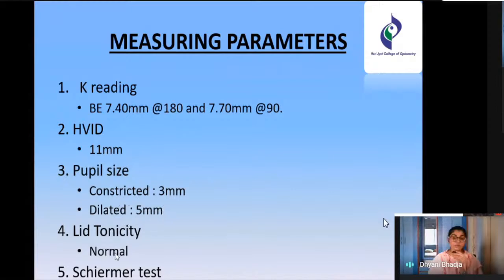Lid tonicity is normal. Schirmer test result is 17 mm on Whatman 41 filter paper. The normal value of this test is more than 15 mm. So we can say that the Schirmer test is also normal. This tear film is also normal.